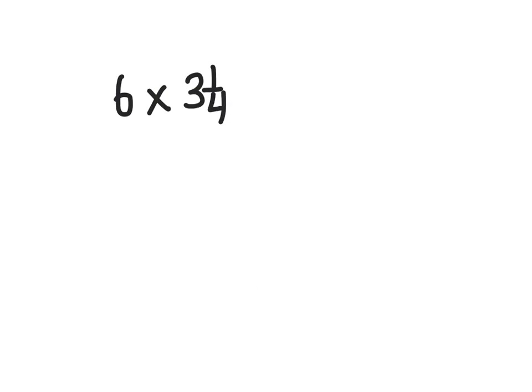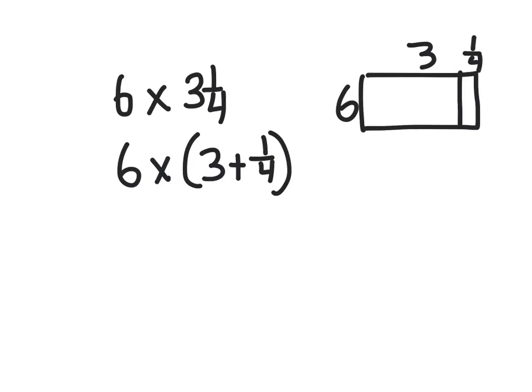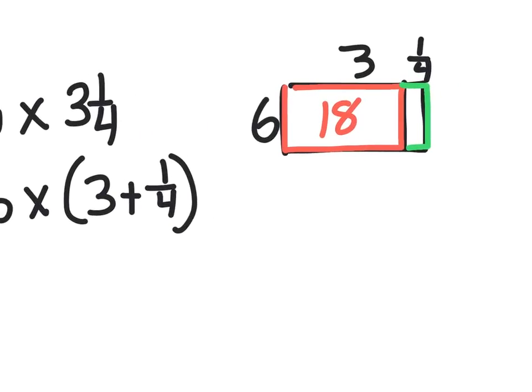Let's take a look at another example. 6 times 3 and 1/4. I'm going to express it as 6 times 3 plus 1/4. Again, using the visual, 6 is here, 3 is here, and we have 1/4 here. So I multiply to find the area of this, and I go 6 times 3, which is 18. I find the area of this little piece, which is 6 times 1/4, which we will call 6 over 4.